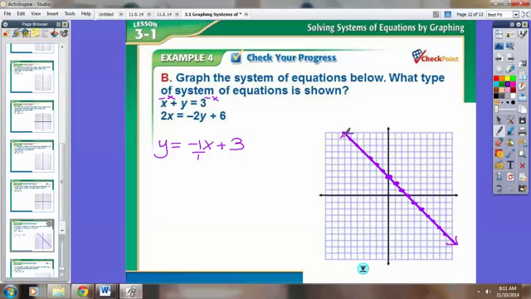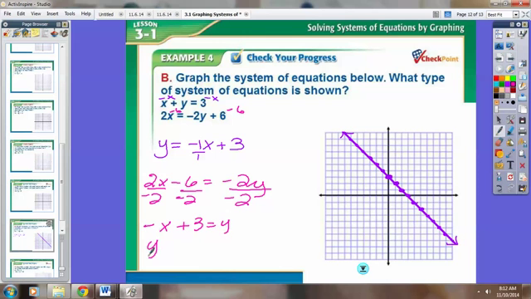For the second equation, we need to put that in slope-intercept form. We're solving for y, so I don't want to divide by 2 just yet. What would you do instead? Good, I agree. I would subtract 6. So we have 2x minus 6 equals negative 2y. We're solving for y, so we need to undo multiplication with division. Divide everything by negative 2. So we're left with negative x plus 3 equals y, or y equals negative x plus 3.